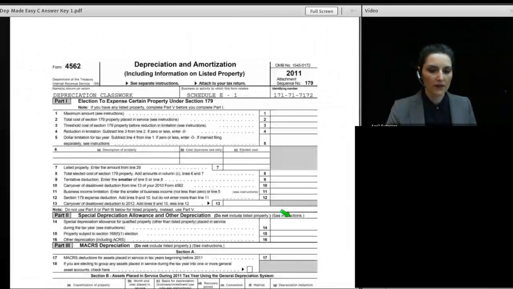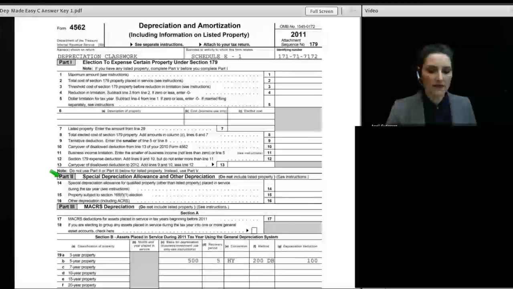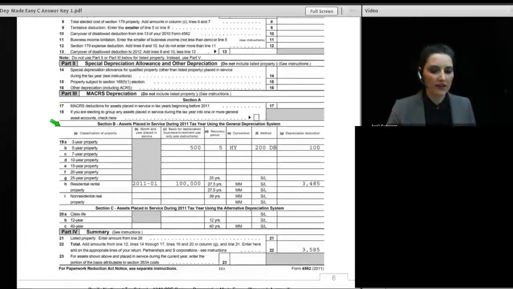And then we have the 4562 for the residential rental property. That one should have been much easier for you because we're not dealing with any Section 179. We're not dealing with any bonus. It's simply a matter of getting those deductions on the correct line. And we have the 5-year property.